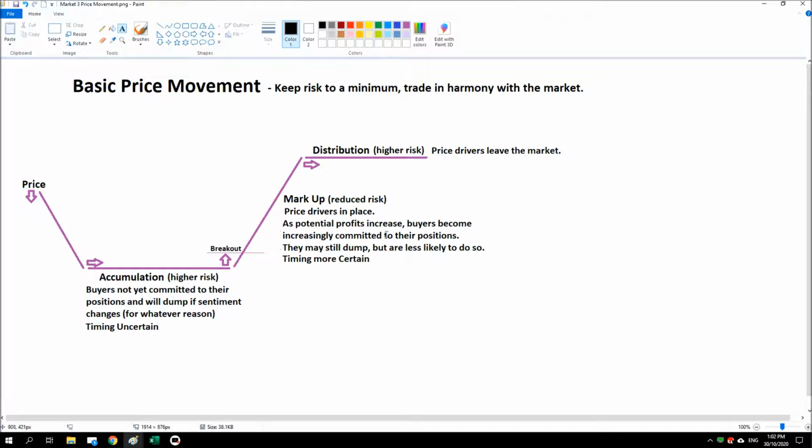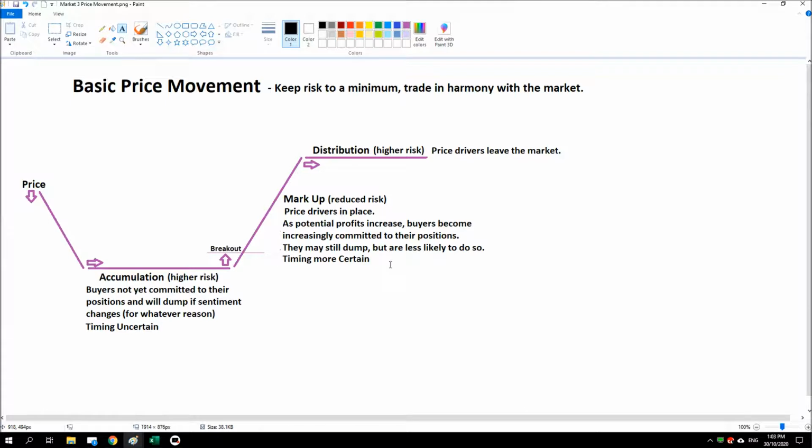As potential profits increase, buyers become increasingly more committed to these positions. They may still dump them for whatever reason if something happens to really change their sentiment on a stock level, on a sector level, or on a worldwide level, but they're less likely to do so unless it's really necessary. And timing is more certain.